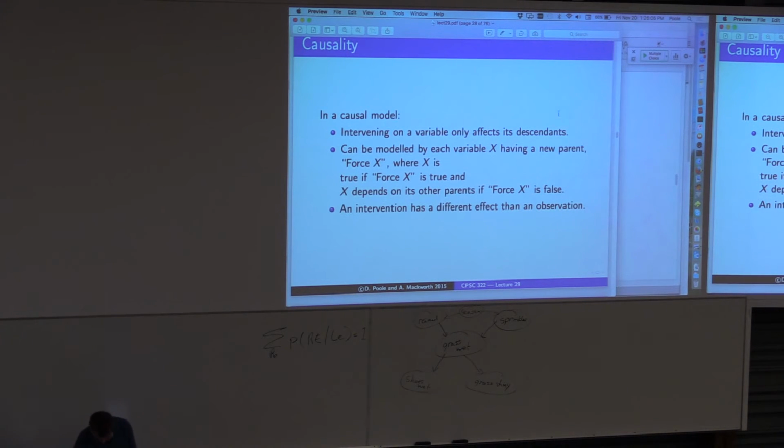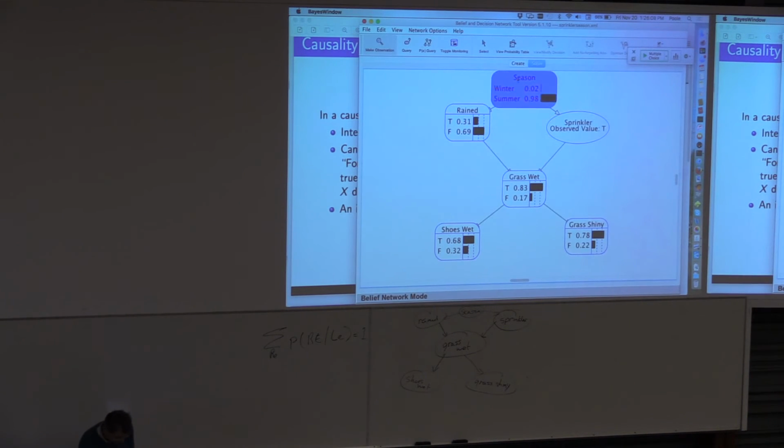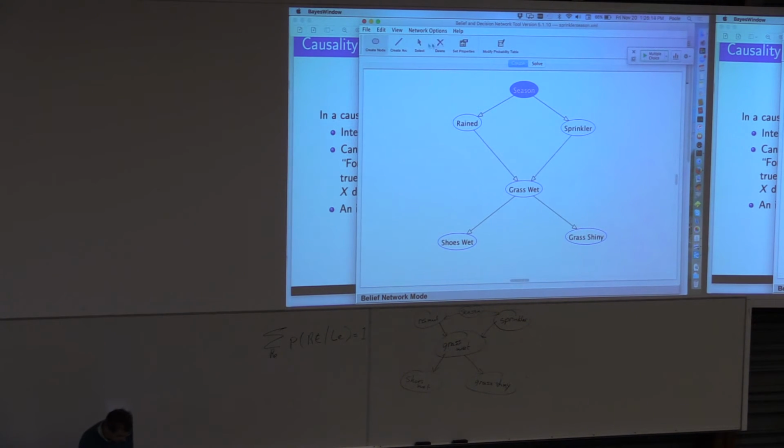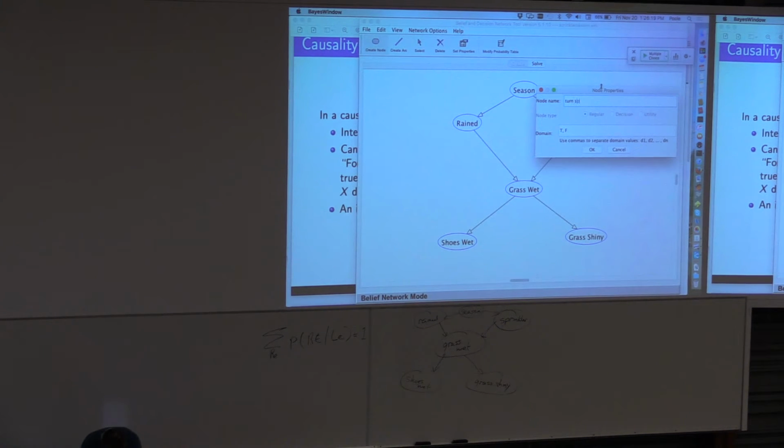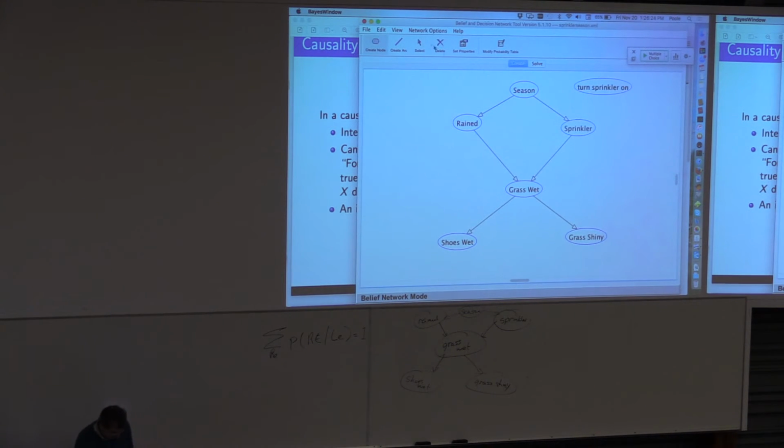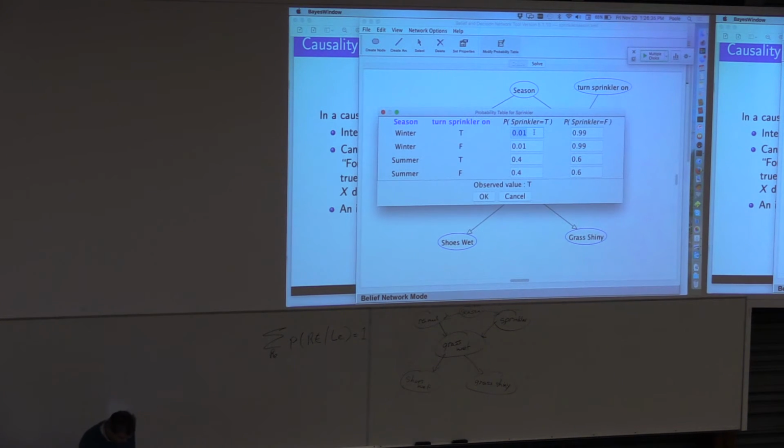So we can actually do this in the Bayes net. I'll just do that. I can go to create mode, and I want to create a parent. I can force the sprinkler on. I can turn the sprinkler on is another variable, and I can make it a parent of sprinkler. Now I can change the probability table so that if I turn the sprinkler on, then the sprinkler is on. And if I don't turn the sprinkler on, it's as it was before.